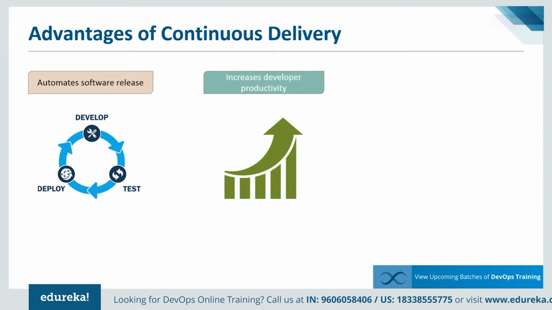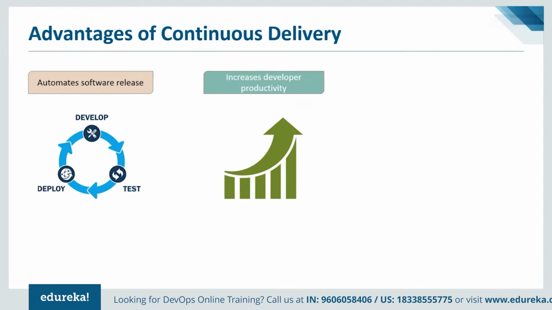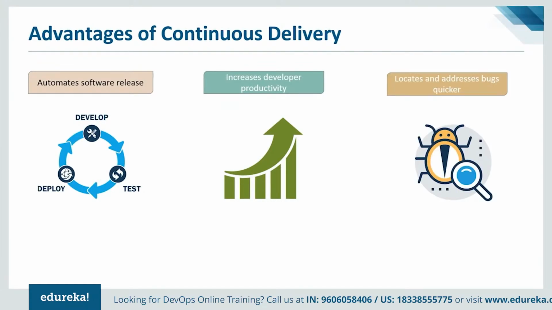Now the next advantage is that it increases the developer productivity. Now because continuous delivery is fully automated, the developers can finally focus their attention on building new features. And lastly, it locates and addresses bugs quicker. Now finding bugs becomes easier because you can track down the commit which caused the bug and then you can fix the bug using automation tools. I hope all of you are clear with the advantages.